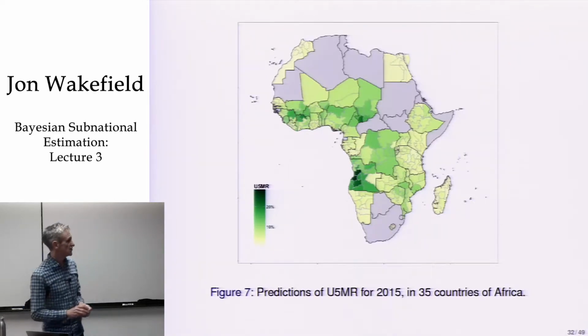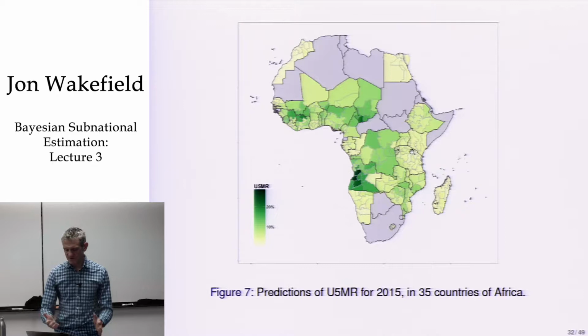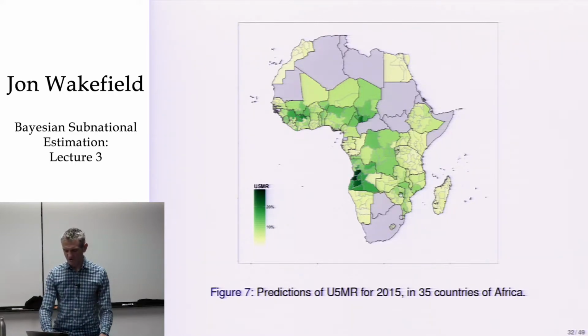These are predictions of under-5 mortality for 2015 in the 35 countries we looked at. So you can look at individual countries here and examine the variation. Here's Kenya. Kenya is relatively flat, at least on this scale, although if we look more closely, you do see subnational variation. Whereas other countries, I think this is Angola, have much more variation.